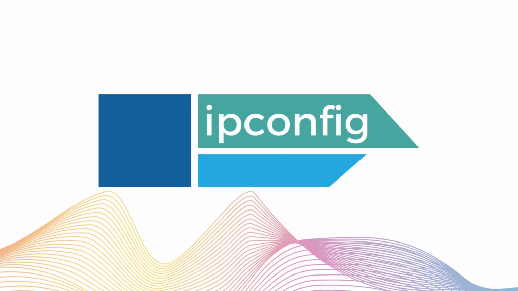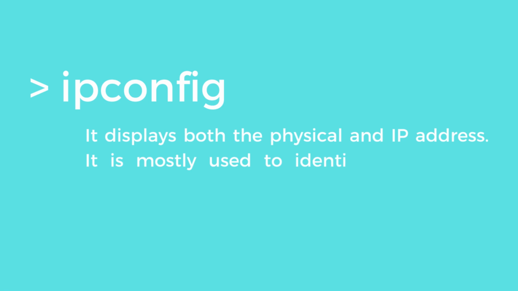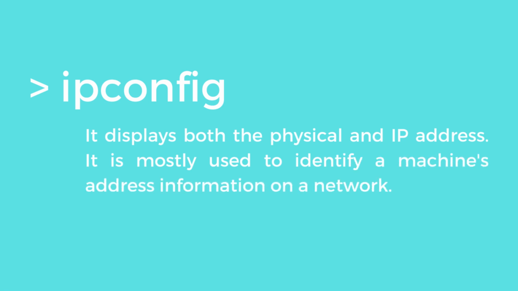The first command we will look at is ipconfig, which stands for Internet Protocol Configuration. It can display both the physical and IP address. It is mostly used to identify a machine's address information on a network.